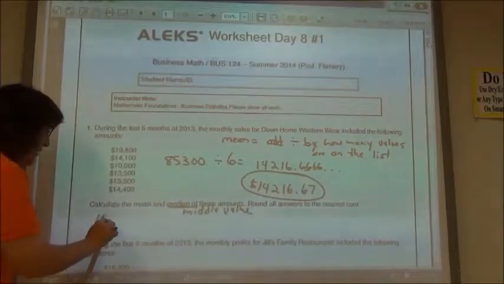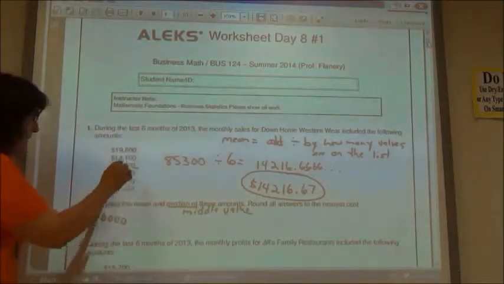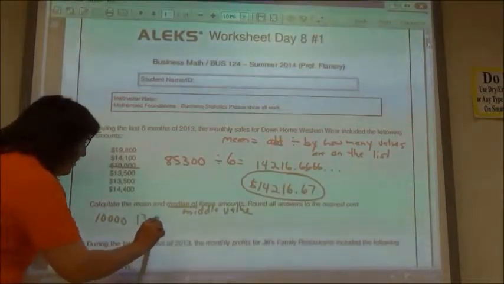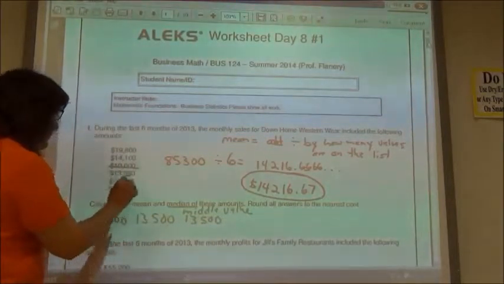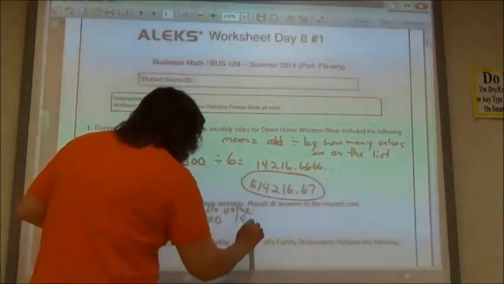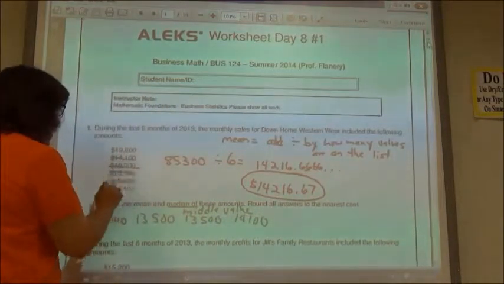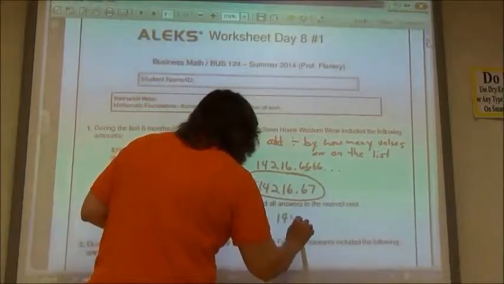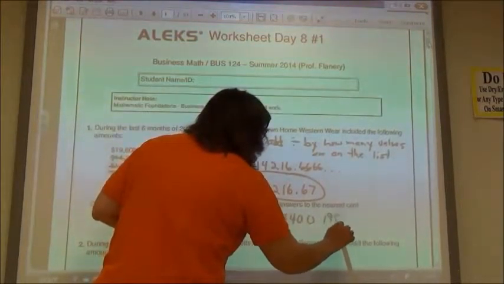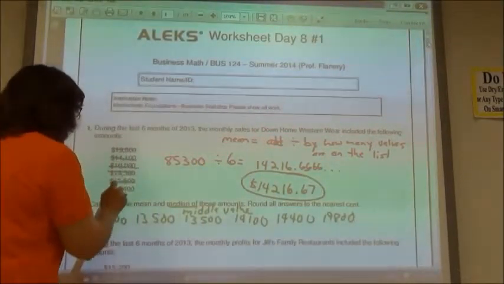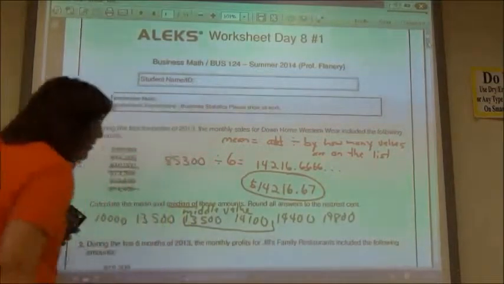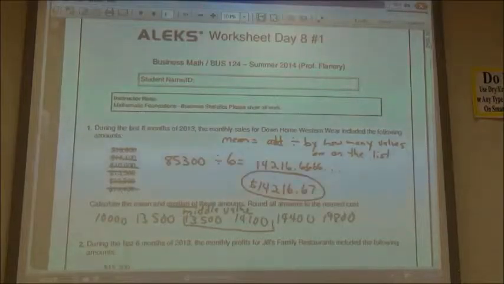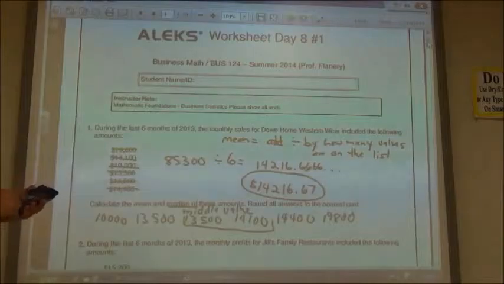So the 10,000 is the smallest, and then I have 13,500, and another 13,500, 14,100, 14,400, and 19,800. So I'm looking for the 2 in the middle. These would be the 2 in the middle. The middle is going to be halfway between those 2 numbers. So what you're going to do is add them together and divide by 2.